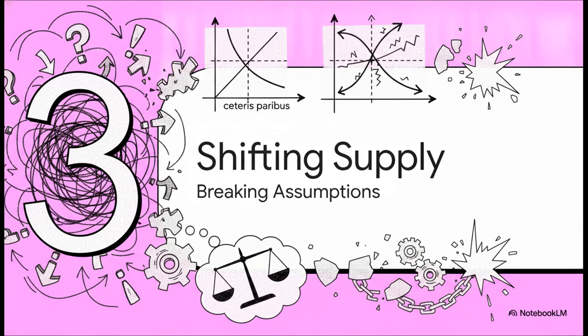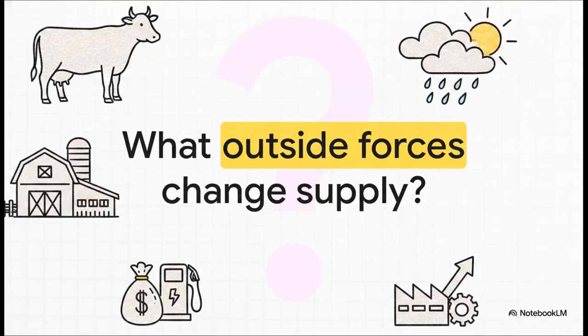All right, Section 3, what shifts the supply? Up until now, we've heavily relied on that assumption of ceteris paribus, all else being equal. But what happens when we break that rule and things do actually change in the real world? Well, before we get to the answers, I want you to ask yourself a quick question. If the price of butter stays exactly the same, what outside forces could possibly compel a farmer to supply less butter? Think about the everyday, messy realities of running a business.